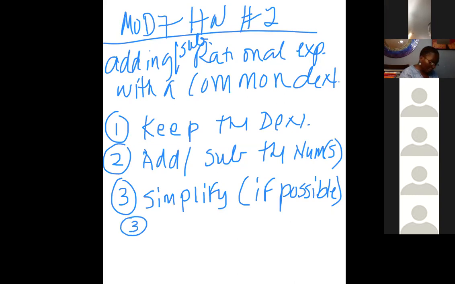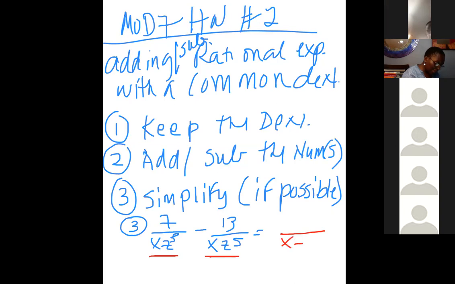And for problem number 3, it's 7 over xz to the 5th power minus 13 over xz to the 5th power. Now, what you will notice is that the denominators, guys, they are both exactly the same thing. Xz to the 5th power. So you keep the xz to the 5th power, and you just subtract the numerators. So 7 minus 13 gives you a negative 6. And that's it. So that was a piece of cake.